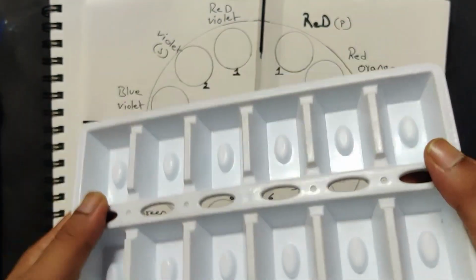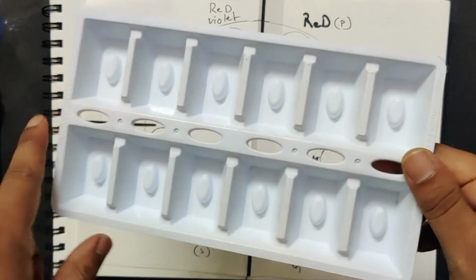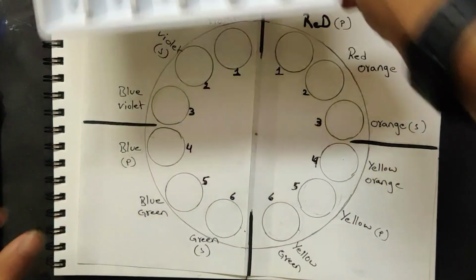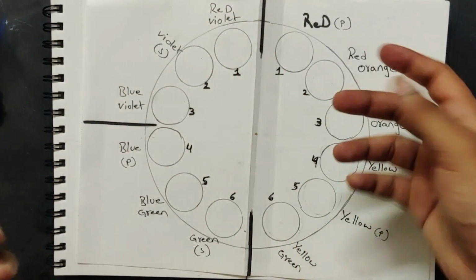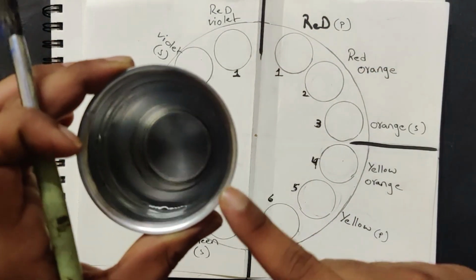Okay, and you need a palette. If you don't have a palette, if you have an egg tray, you can use an egg tray. If you have an ice tray, you can use an ice tray. This is an ice tray, I am using it. If you don't have a palette, you can use an ice tray also. If you have a palette, well, you can go for the palette.